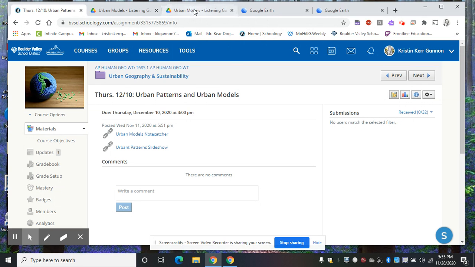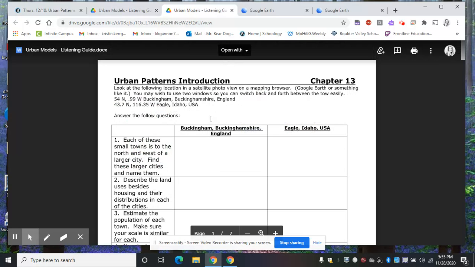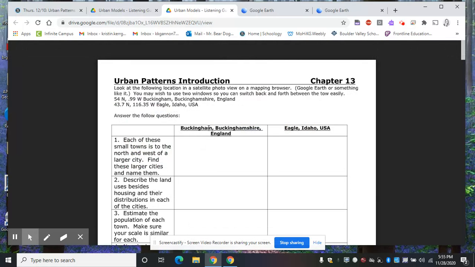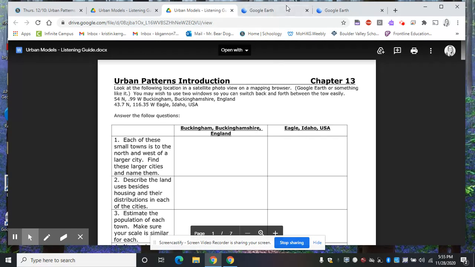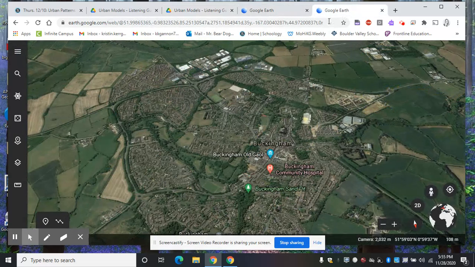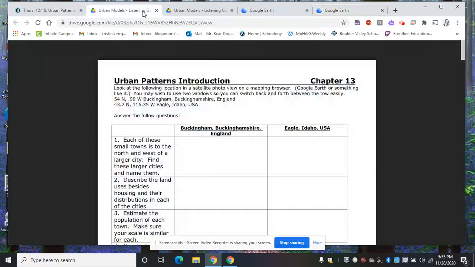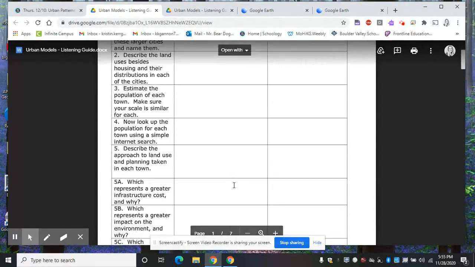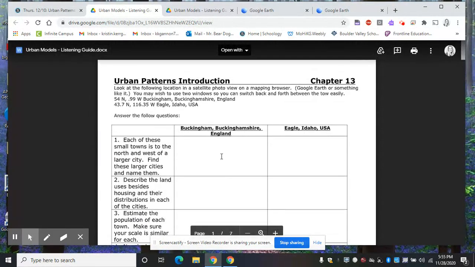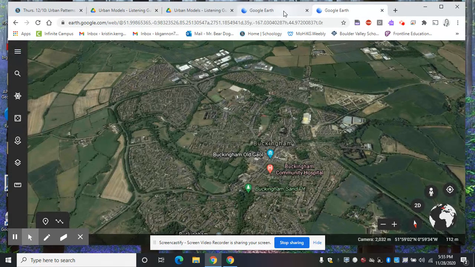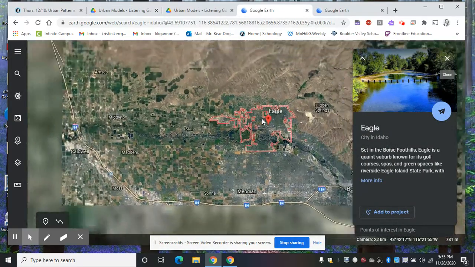And the first thing that we're going to do in your listening guide is look at the differences between Buckinghamshire in England versus Eagle, Idaho. I'm going to have you do this in groups where you come in from Google Earth and analyze the way that the city center is organized. What do you notice? You'll go through this listening guide looking for these questions and how the land is organized. Analyze that European model to a very common US model.